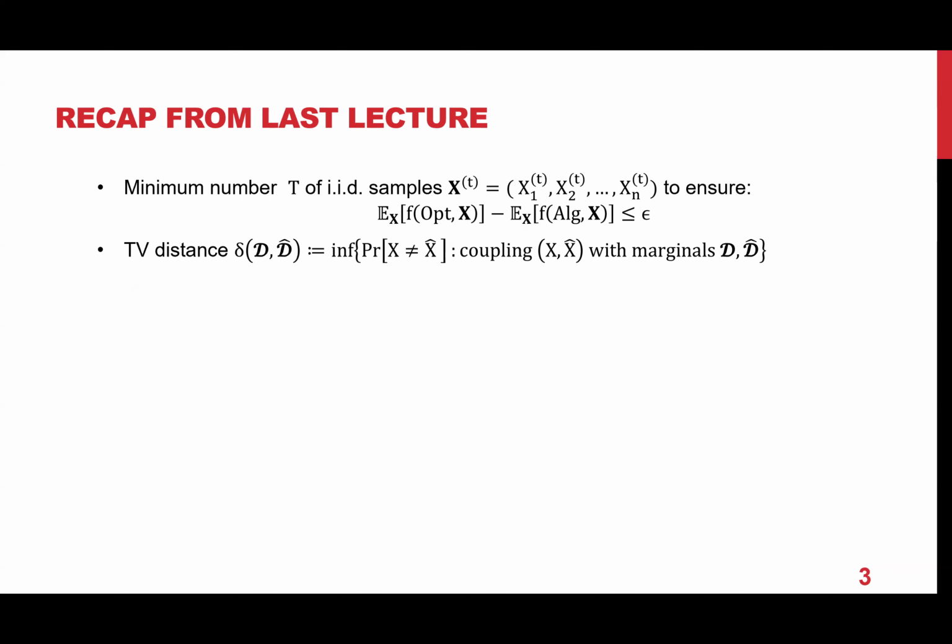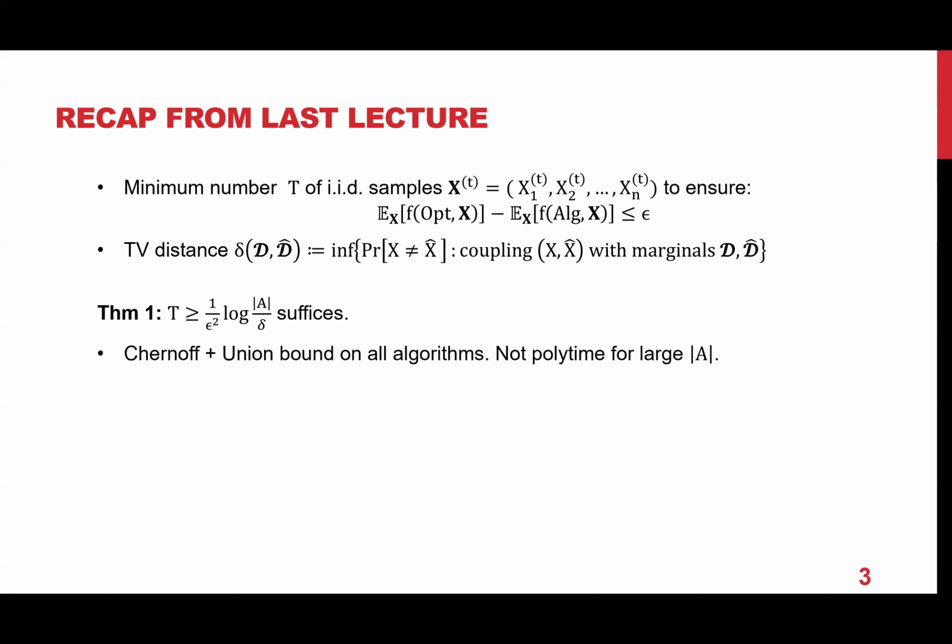So that's TV distance. And some results that we saw, first was the so-called simple Chernoff union bound, for the case where the number of algorithms is small. In that case, basically just by applying the Chernoff bound on every individual algorithm, you argue that with your number of samples, the empirical average is very close to the true average. Take a union bound over all possible algorithms. So you'll get some guarantees which are logarithmic in the number of algorithms. So this guarantee is reasonable.